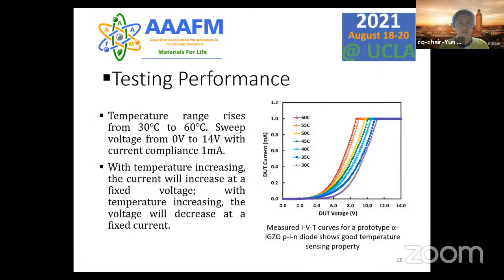You can see in the figures the IVT curves for the prototype amorphous IGZO PN diode, which show good temperature sensing properties. We used different temperatures rising from 30 Celsius to 60 Celsius. Then we swept the voltage from 0 volts to 14 volts with a current compliance of 1 milliampere. So with the temperature rising, the current increases for a fixed voltage, and with the temperature increasing, the voltage decreases at a fixed current. This is a good temperature sensing property because for each fixed temperature, the voltage or current changes monotonically.